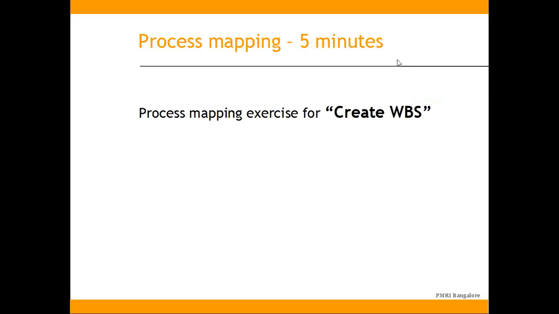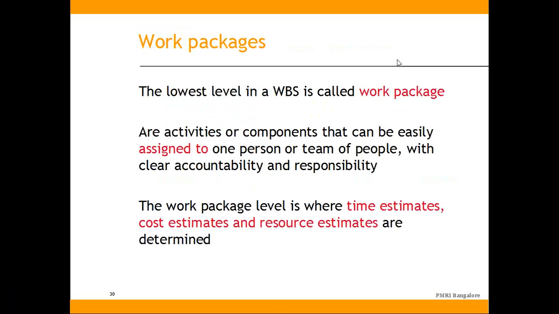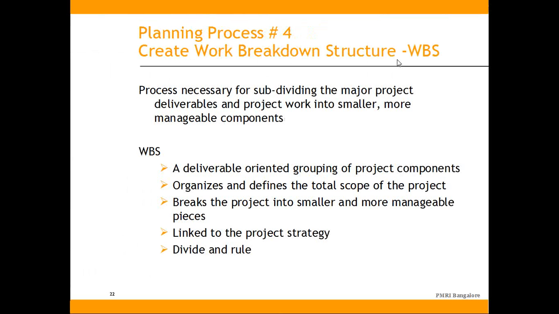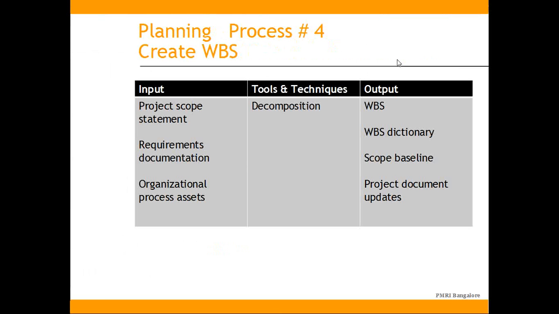And if you can recollect the inputs, the tools and techniques, and the outputs, it will be great. If you go back to that particular slide, these were the inputs: project scope statement, requirements documentation, and organizational process assets. The tool and technique is decomposition, and the outputs are the work breakdown structure, WBS dictionary, scope baseline, and project document updates.